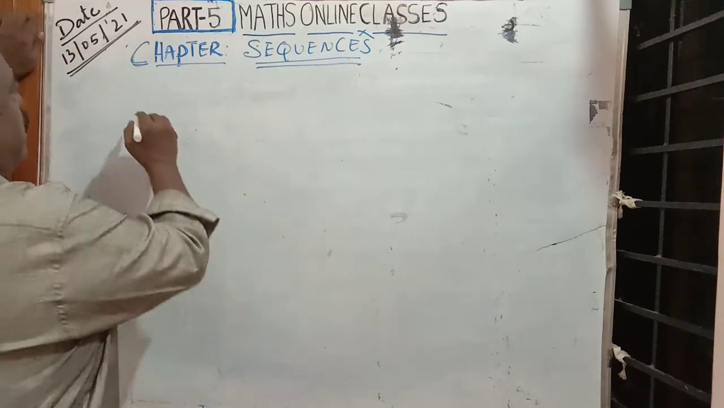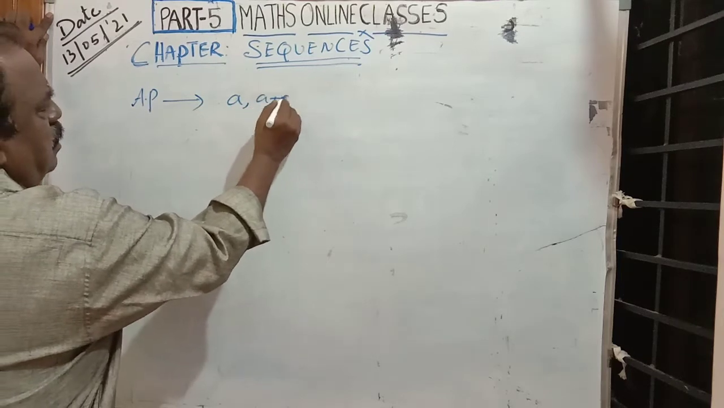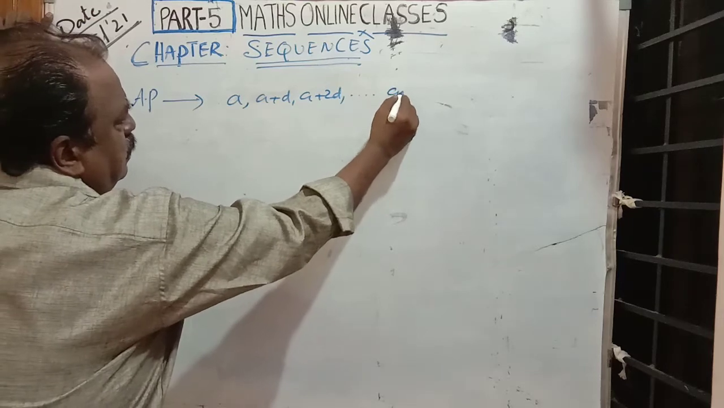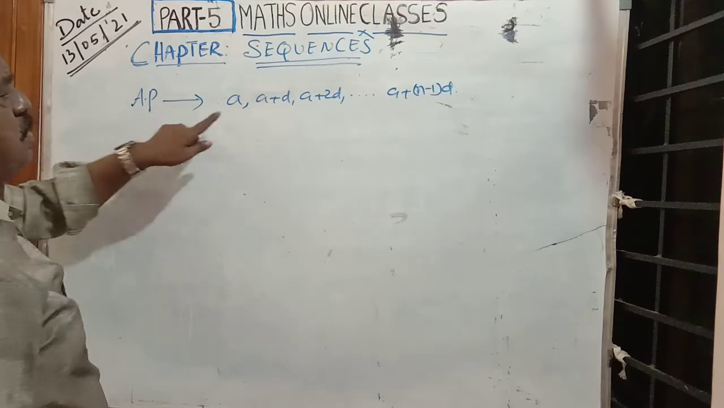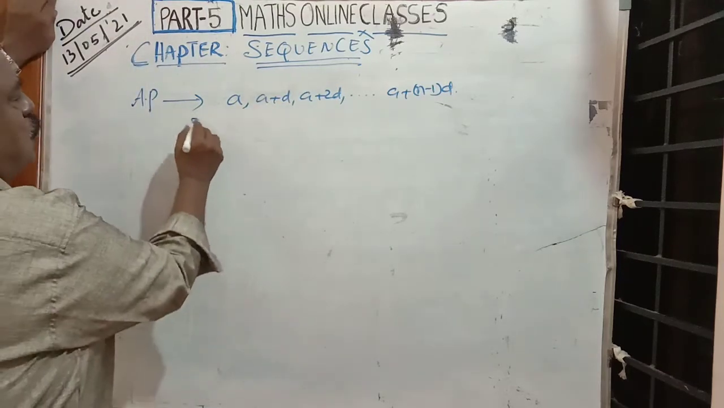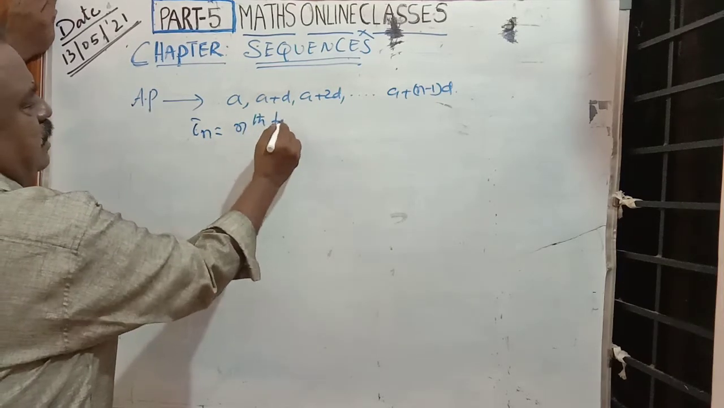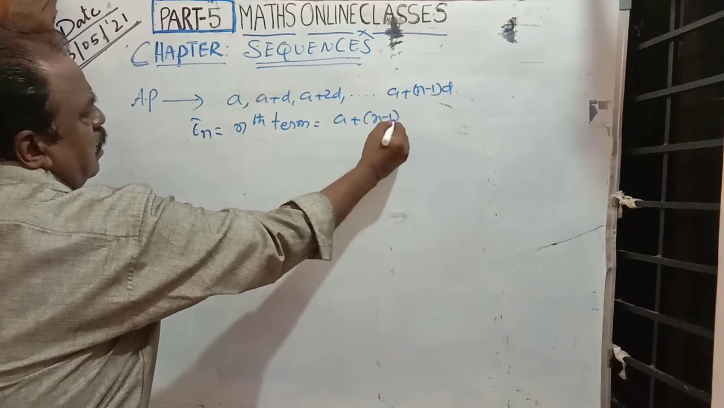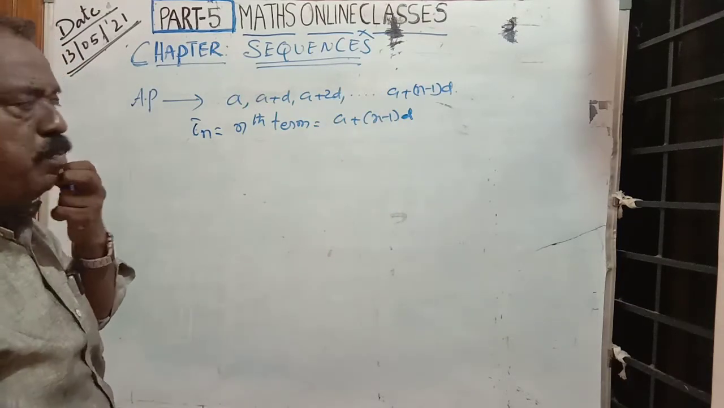In that progression we also completed the nth term. Once again, an AP is a, a plus d, a plus 2d, and so on. The nth term is a plus (n minus 1) into d. First term, second term, third term, fourth term, 10th term, nth term. So Tn, the nth term, is nothing but a plus (n minus 1)d. d is simply the common difference.